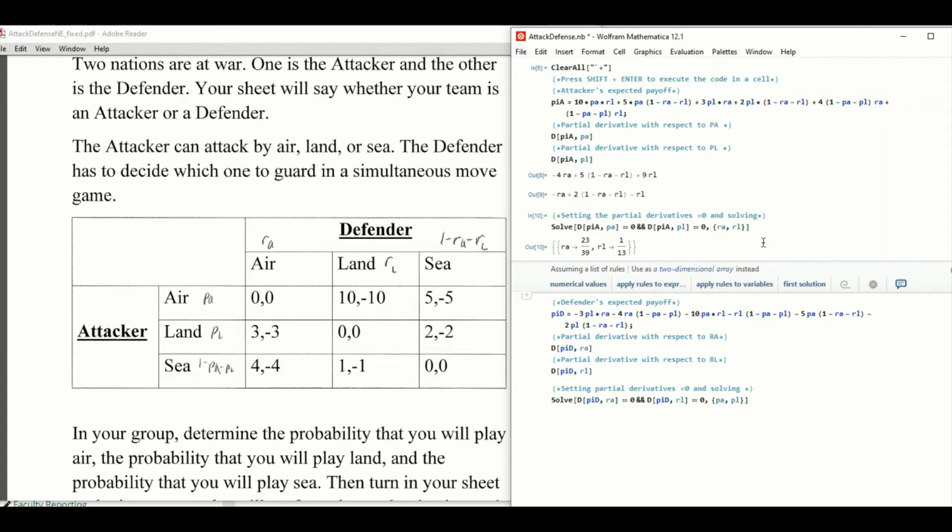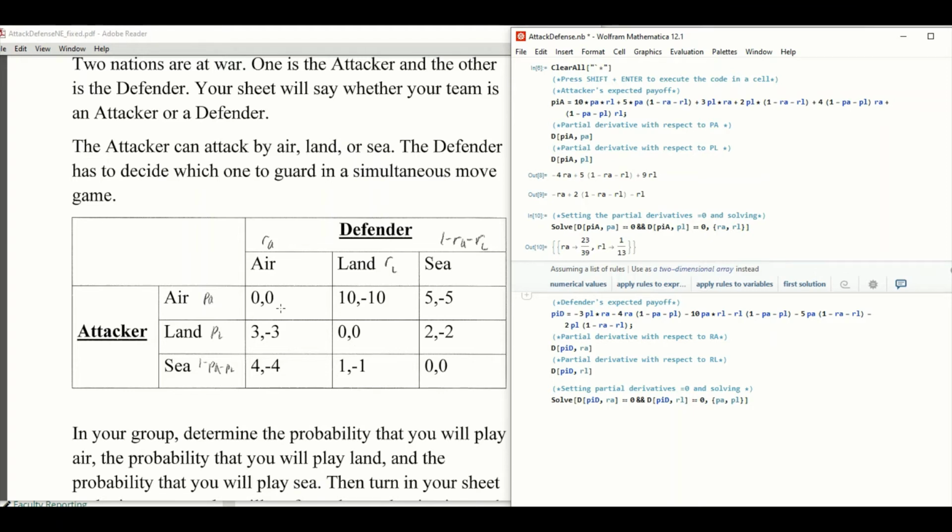So now let's talk about the other part of the problem. We gotta find the defender's expected payoffs. So pi for payoff, D for defender. So pi D is defender's expected payoff. So I could get 0 with probability PA times RA, but 0 times that stuff is just 0, so that just cancels out.